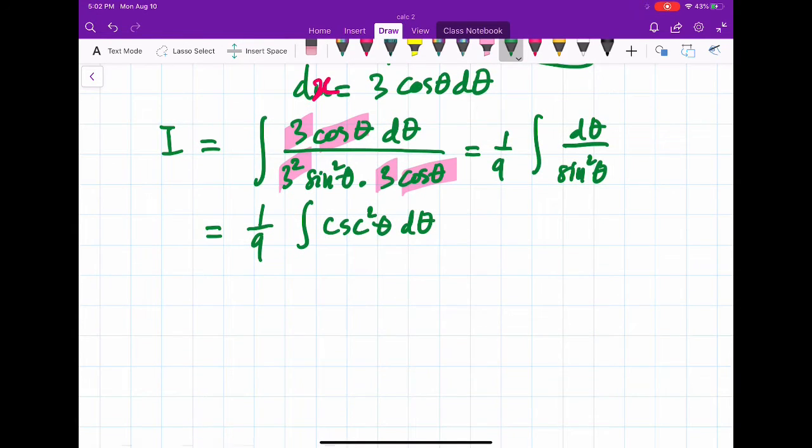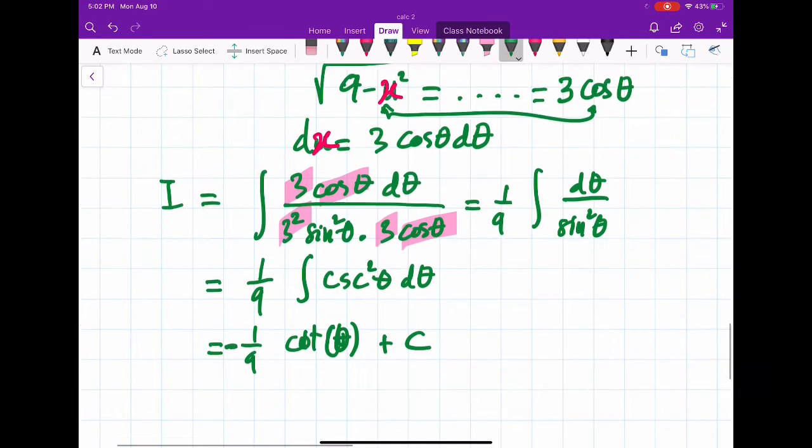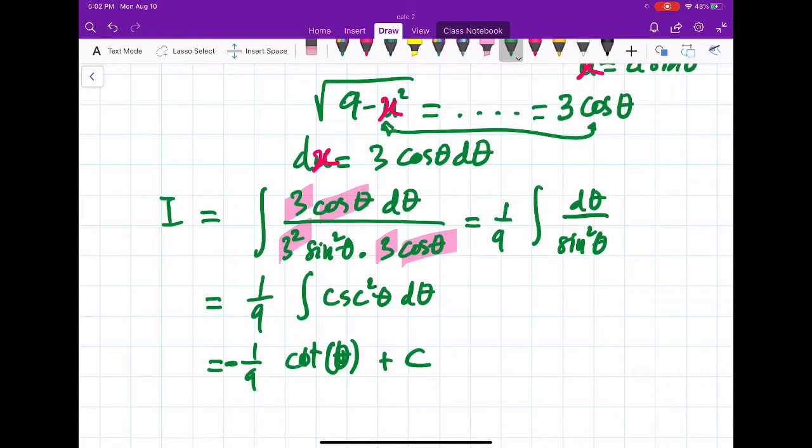And this is just negative cotangent of theta, because the derivative of cotangent theta is negative cosecant squared of theta. So you have this constant. And of course, the last part is what? We have cotangent in here.